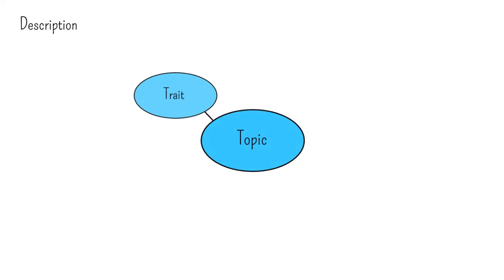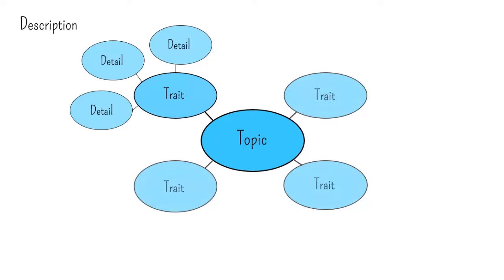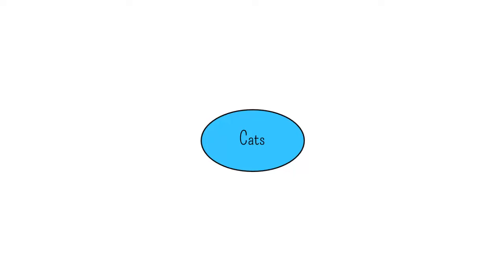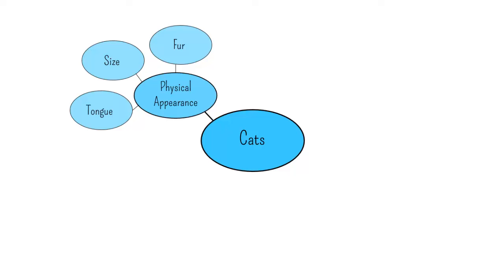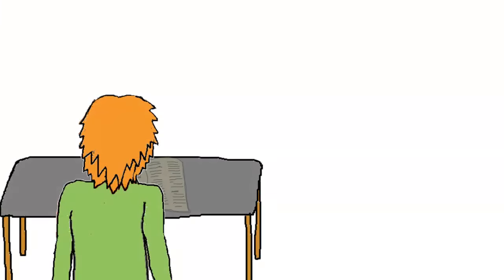For example, a text that follows a description structure will introduce a topic, then describe the topic one trait at a time, developing the description of that trait with details, then moving on to another trait and following the same pattern. An article about cats, for example, might start with a description of their physical appearance, adding details about their fur, their size, and maybe even their tongue. It might then move on to talk about their habitat, both domestic and wild, and maybe their diet, and so on and so forth. So if a student has been taught to recognize a description when she sees it, she'll get that text structure set up right away in her mind.